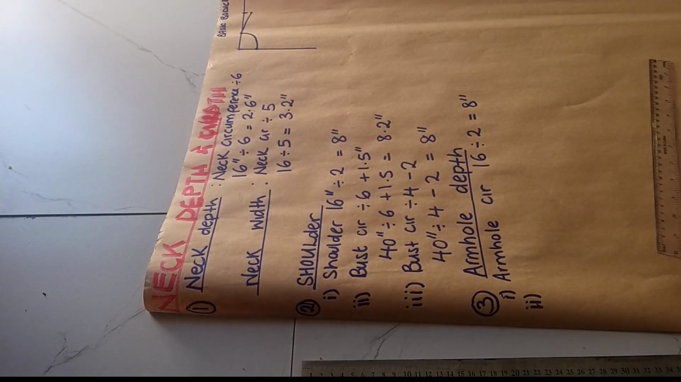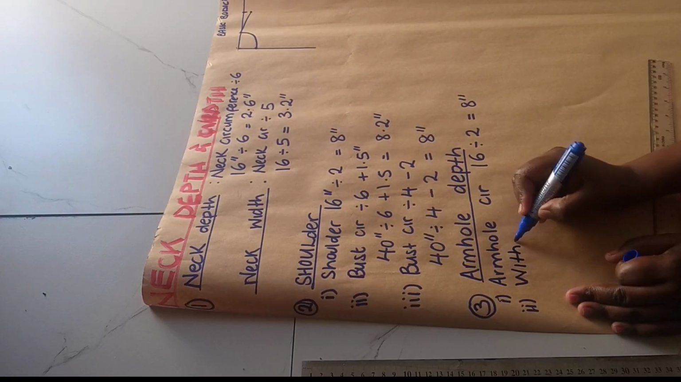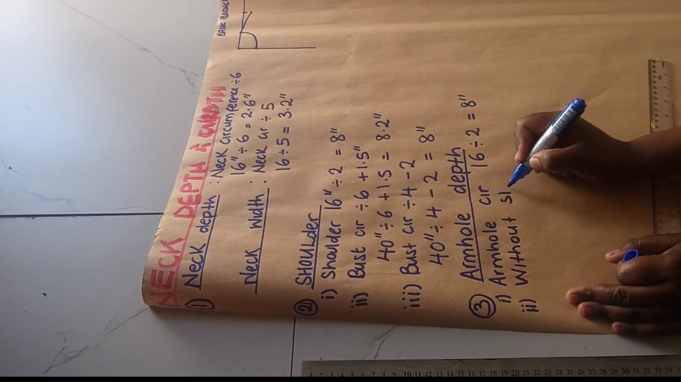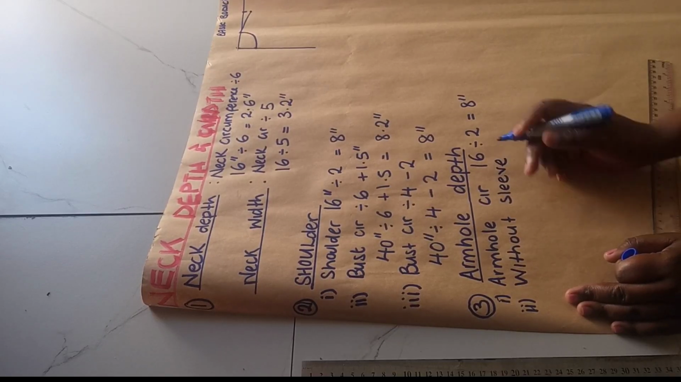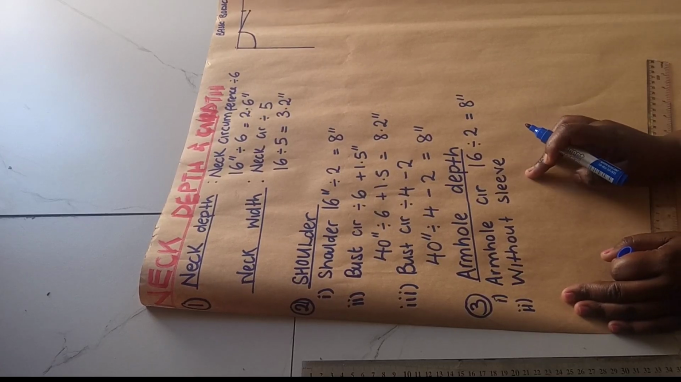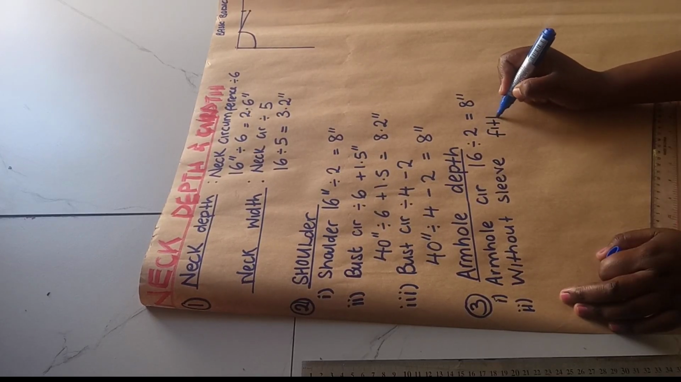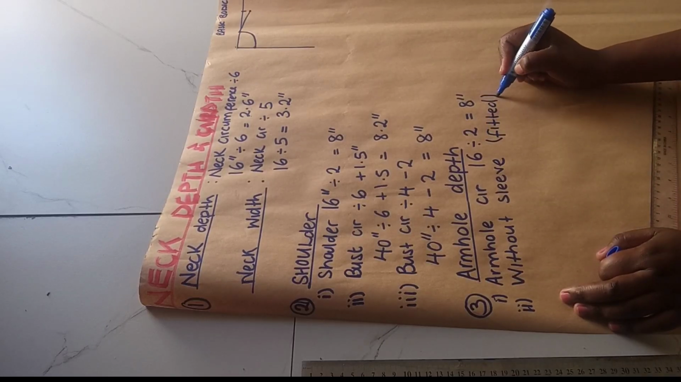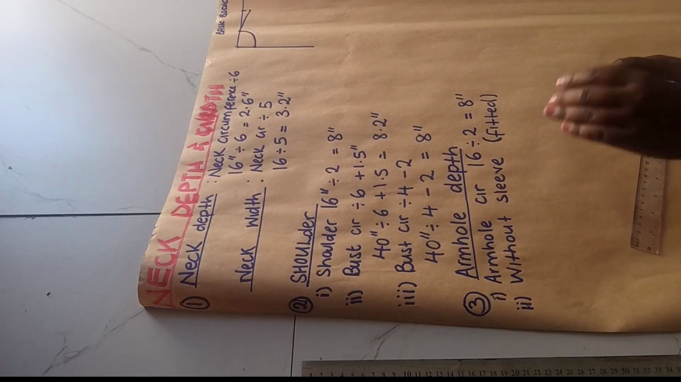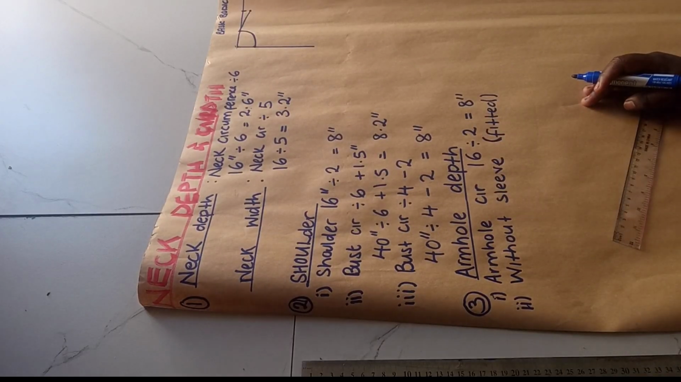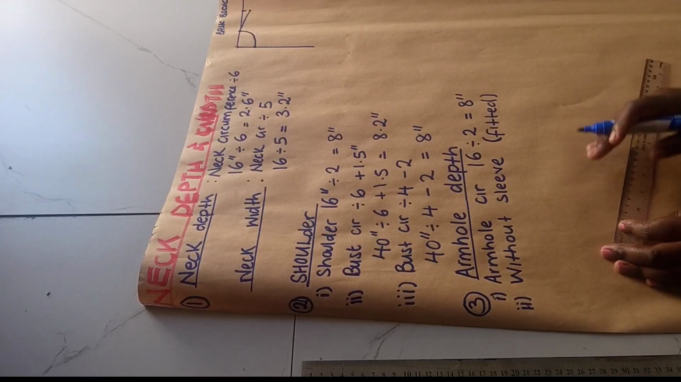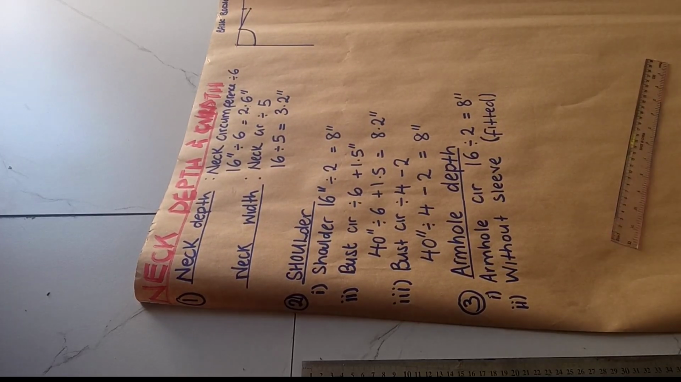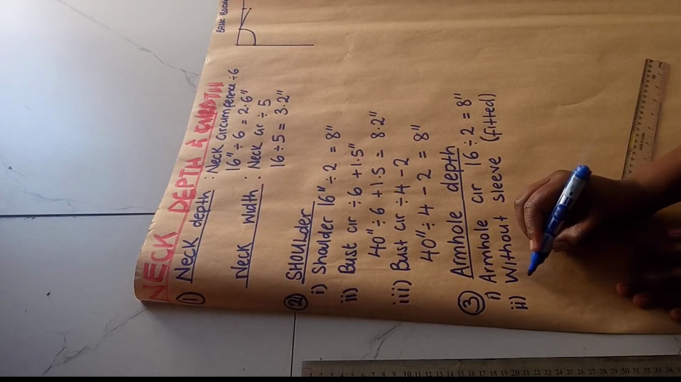So the next formula which is used is the armhole depth for a bodice without sleeve. This is a fitted bodice at the armhole, it is supposed to be fitted. Imagine wearing a shirt without sleeves and it's gaping at the armhole side. No one would want that. So it should be fitted at the armhole.